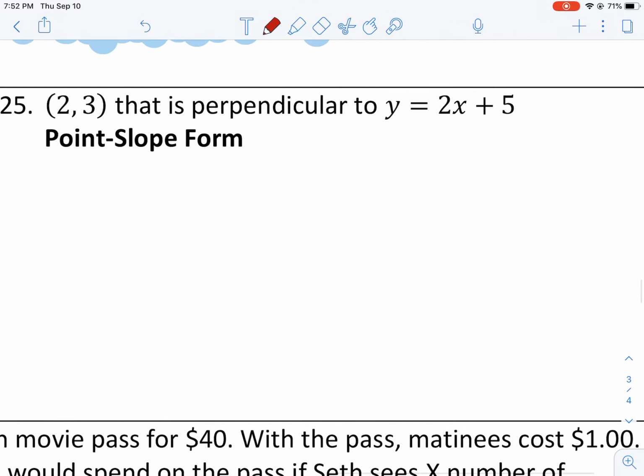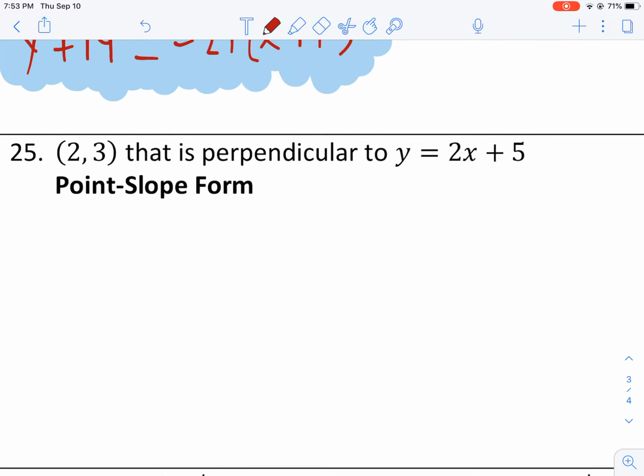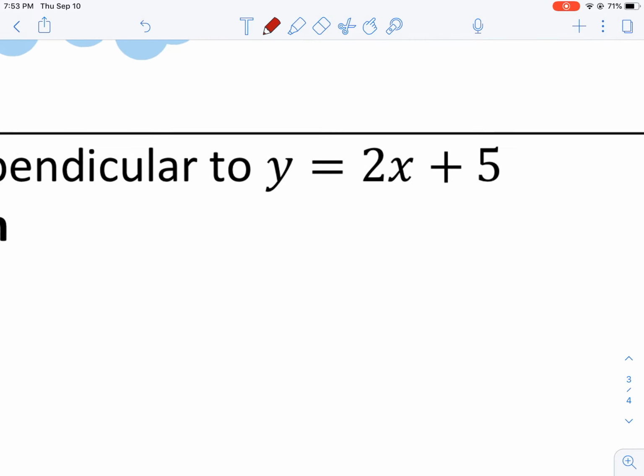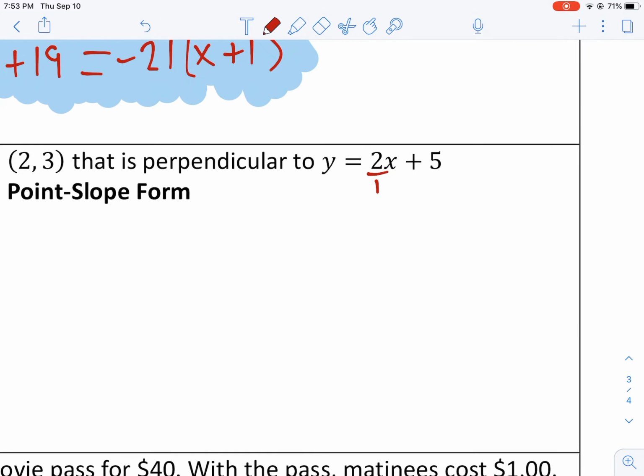Next problem. This time they're giving us not our y-intercept, but luckily they want it in point slope form. And they actually want it to be perpendicular to this equation. Now, perpendicular means two things. Perpendicular means your slope is going to be flipped upside down. So our slope is going to be 1 over 2 instead of 2 over 1. It also means it has to be the opposite sign, so we're going to have negative a half since that is positive 2.